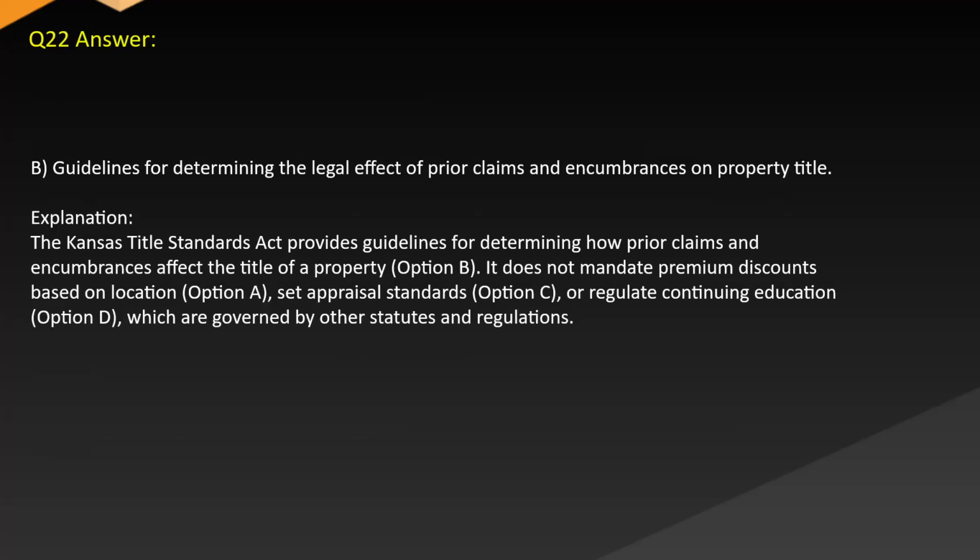Answer: B. Guidelines for determining the legal effect of prior claims and encumbrances on property title. Explanation: the Kansas Title Standards Act provides guidelines for determining how prior claims and encumbrances affect the title of a property. Option B. It does not mandate premium discounts based on location. Option A. Set appraisal standards. Option C. Or regulate continuing education. Option D. Which are governed by other statutes and regulations.